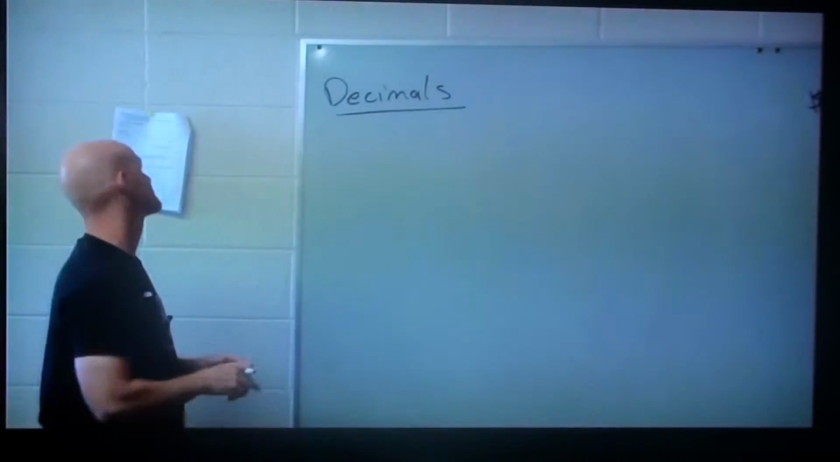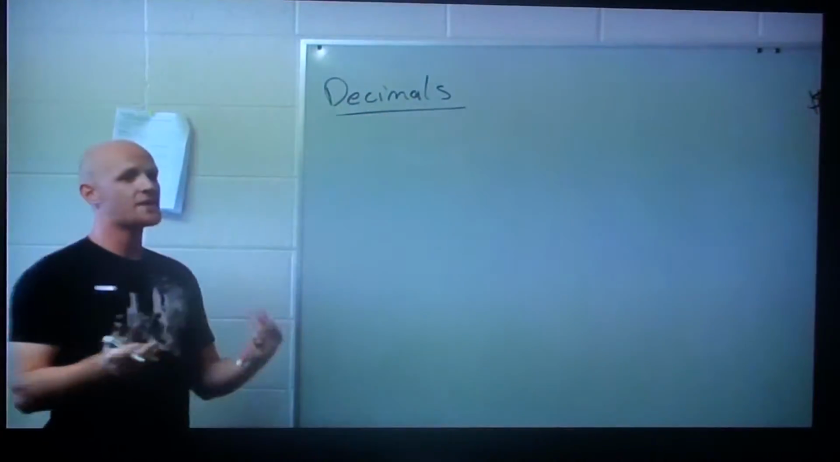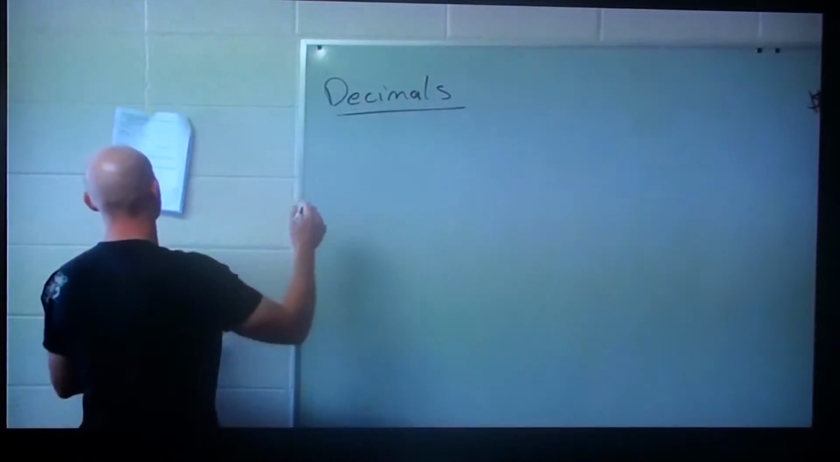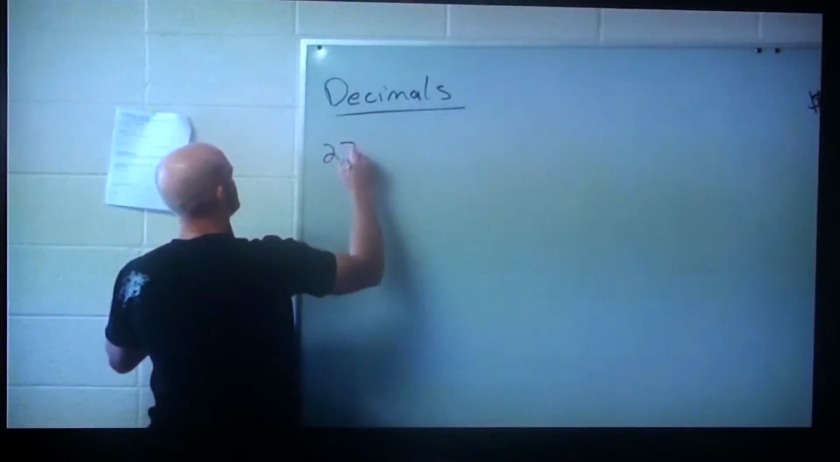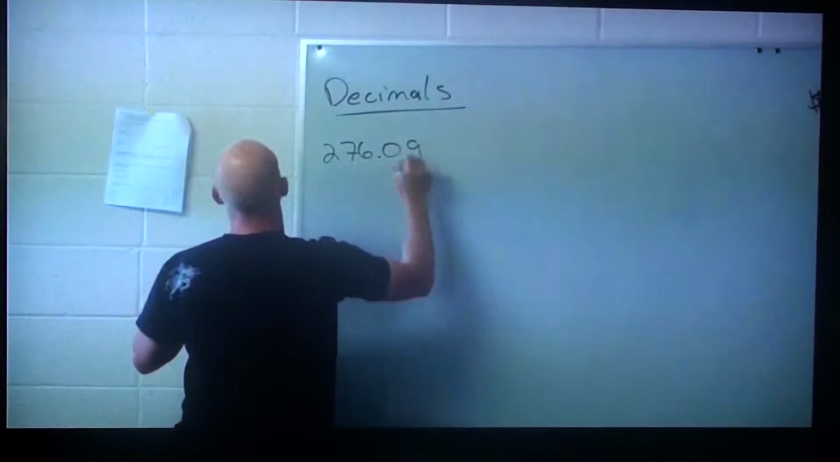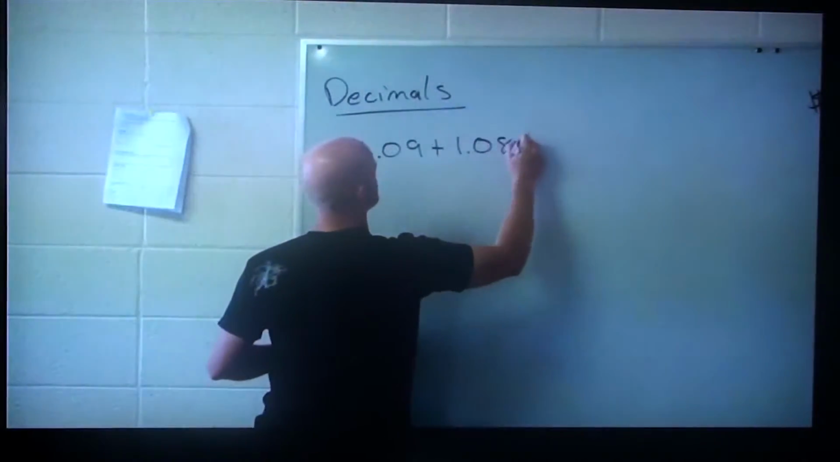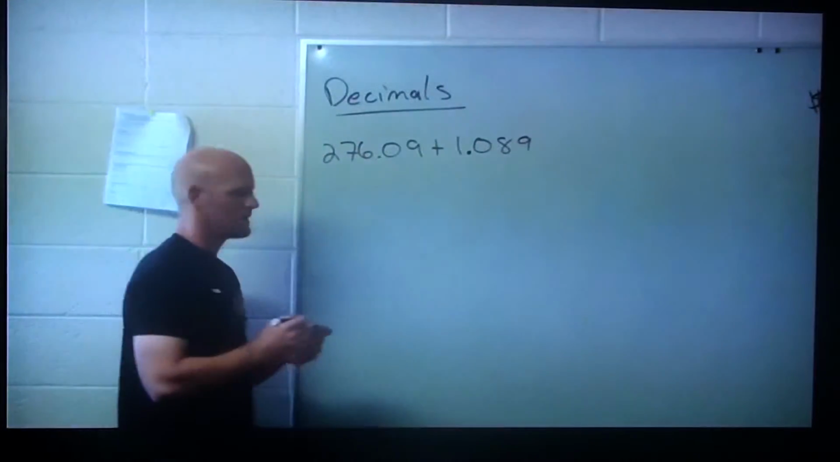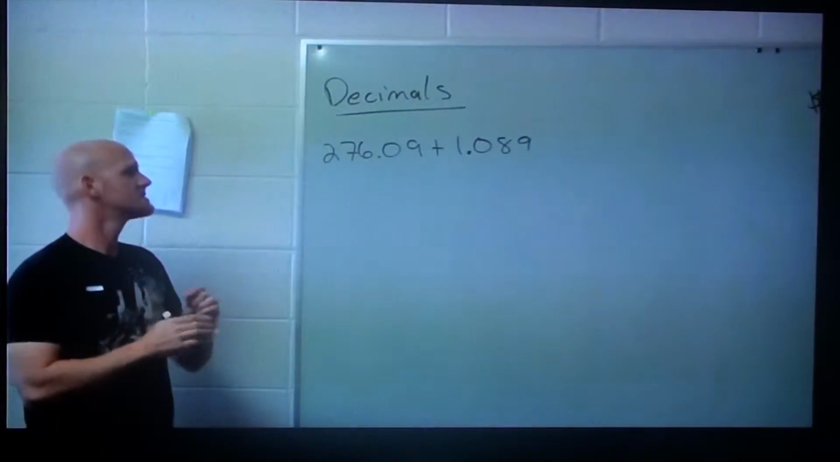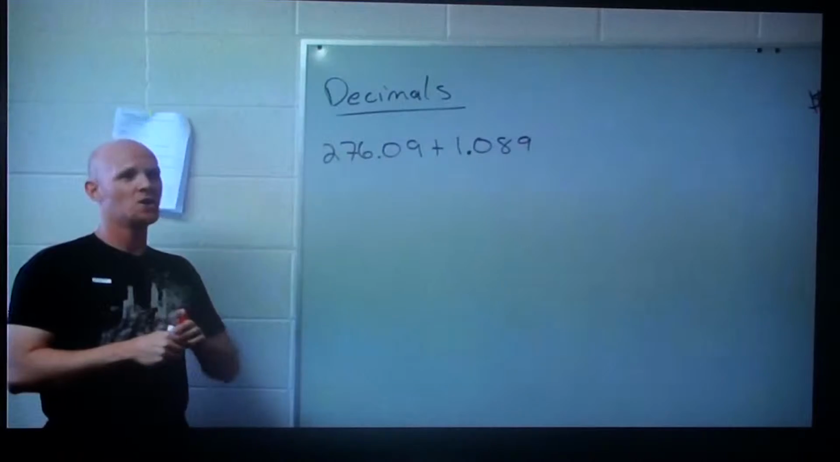So we dealt with fractions, dealt with percentages, now we've got to deal with decimals. So, in terms of doing standard operations with decimals. Cool, adding decimals. 276.09 plus 1.089.